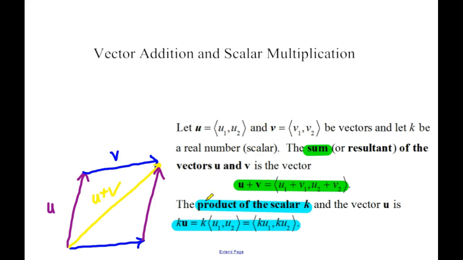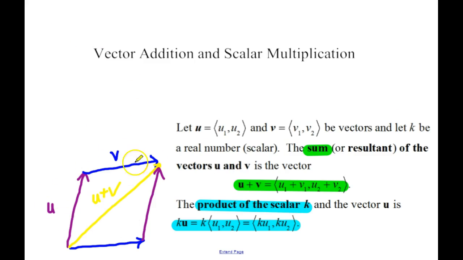If we're finding the product of a scalar k, a scalar just refers to some constant being multiplied by the vector. So if we're taking a constant k times vector u, essentially all we're going to do is distribute that constant through to both components. So we're taking k times the first component, and we're taking k times the second component.